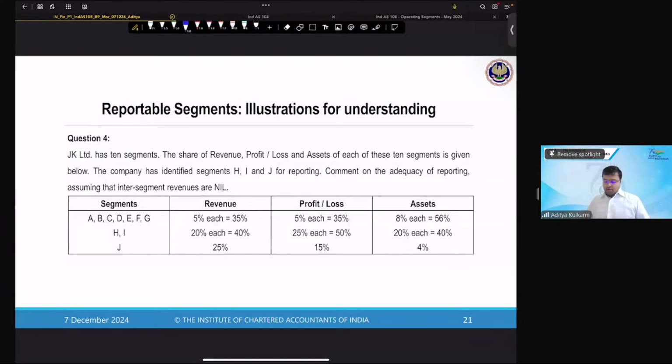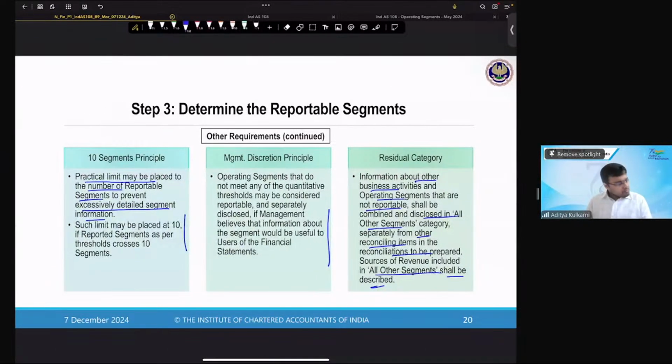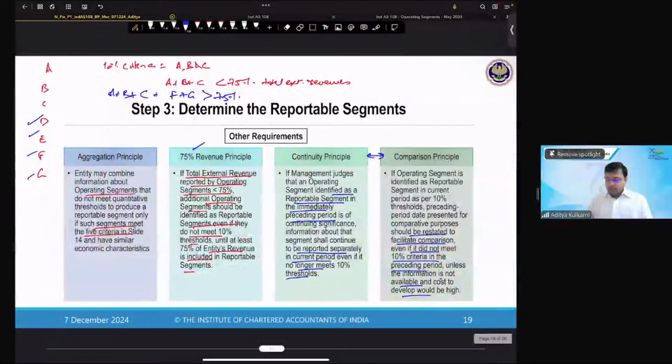Sir, last year there is no comparison, and this year we have the criteria. How can we restate that? You are talking about the comparison principle, right? You want to know how we can restate it? This is only a disclosure, no? You are not making any accounting changes.